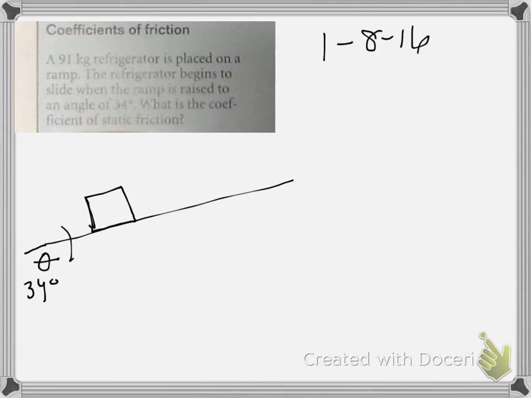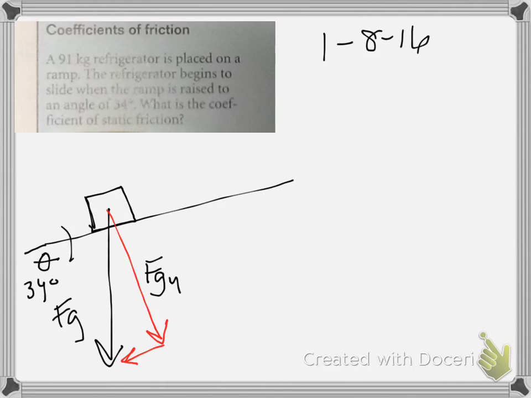It's a reasonable question. So we know that when we draw this situation, we've got the refrigerator on the ramp at 34 degrees. We have force of gravity, good old mg. I'll do this in a different color if that's helpful. We have F of gy, F of gx. We have F normal force, Gesundheit. And we have a force of static friction.